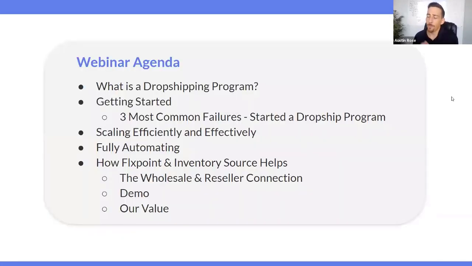All right, so for the webinar agenda, we're first going to talk about what a dropshipping program is. We'll stick on that for like 2 seconds, since I know a lot of you already know what that is and what the fulfillment model looks like. Then we're talking about getting started: the key tips and checklists to keep in mind when starting your dropshipping program. We added the 3 most common failures that we see when people start their dropshipping program. We're then going to talk about scaling efficiently and effectively. So we've already started, and now let's start scaling the program. And lastly, fully automating your dropshipping with your resellers.